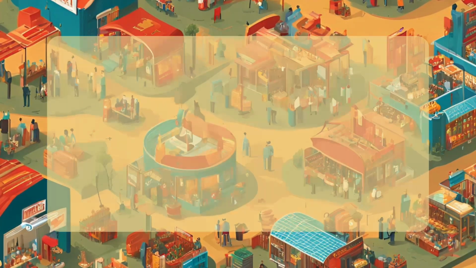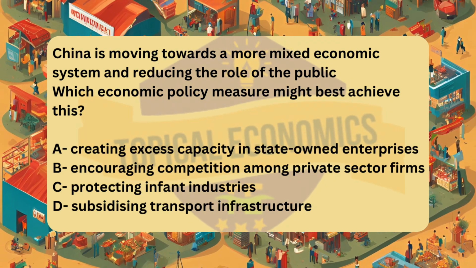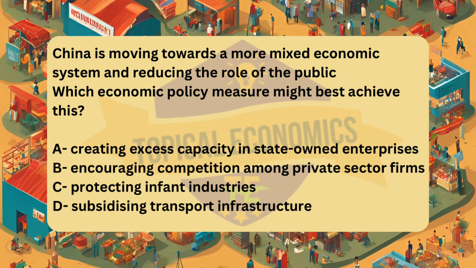Moving to the second question. China is moving towards a more mixed economic system and reducing the role of the public sector. Which economic policy measure might best achieve this? A. Creating excess capacity in state-owned enterprises. B. Encouraging competition among private sector firms. C. Protecting infant industries. D. Subsidizing transport infrastructure. This question is from year 2022 May-June version 3 paper.